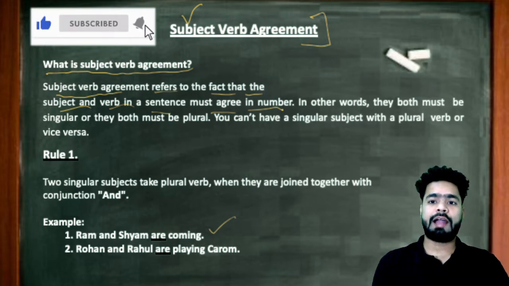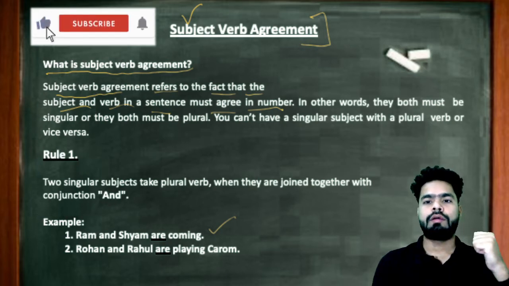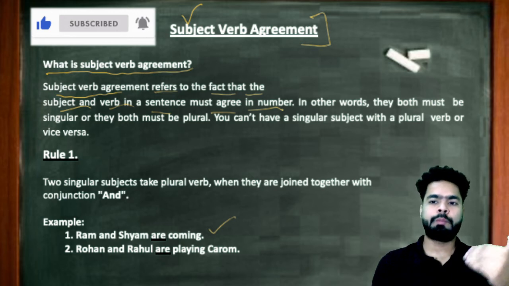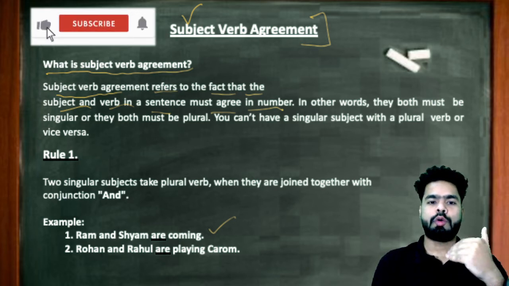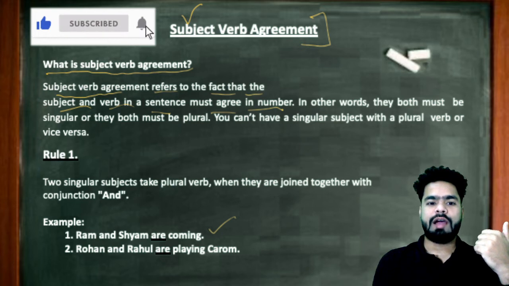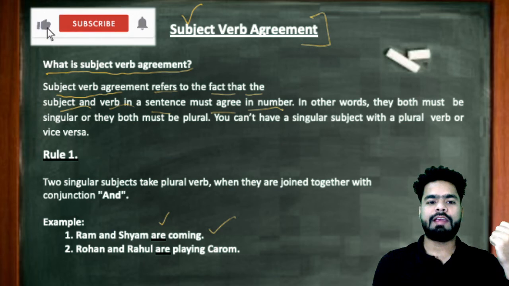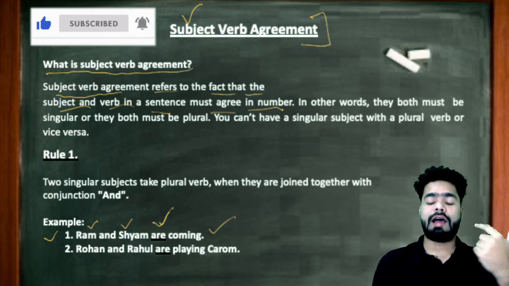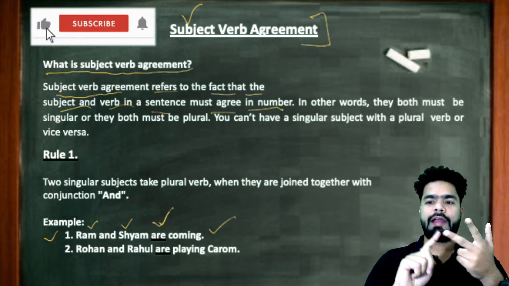And what is a verb? A verb is that which talks about some action, state or being. So in this statement, what is the verb? Are is the verb. So we can see here the subject is Ram and Shyam, and the verb is are. Now we have to see what is the relation, what is the agreement between subject and verb.